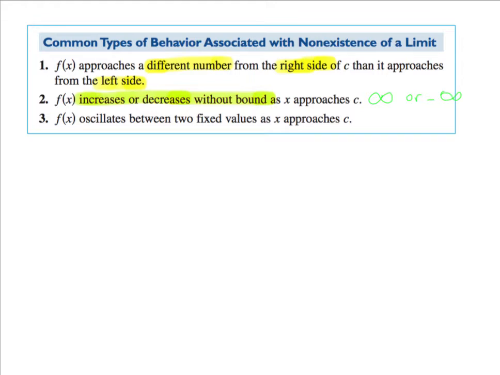The third case is if f of x is oscillating between two fixed values as x approaches c. Remember, oscillate means that it's bouncing up and down between two fixed values. So if it's oscillating, we also know the limit does not exist.